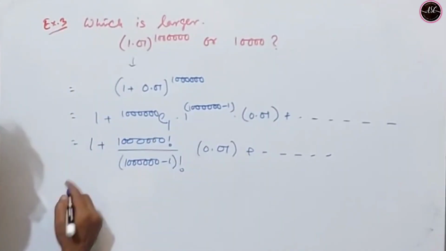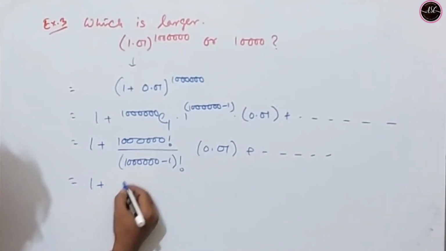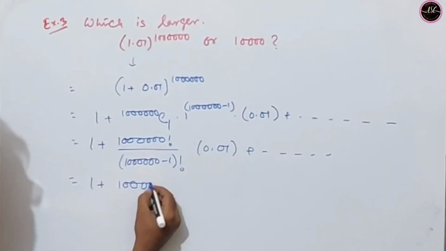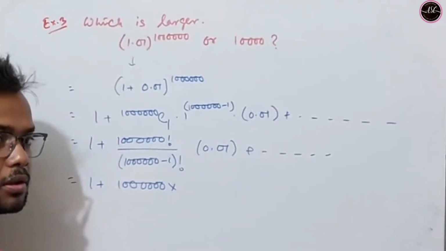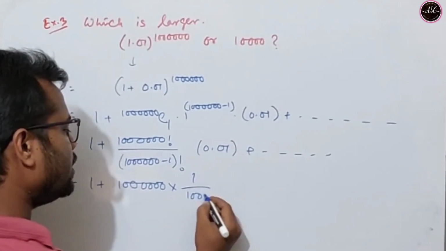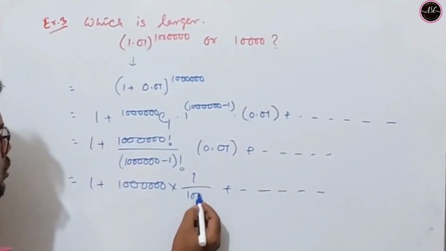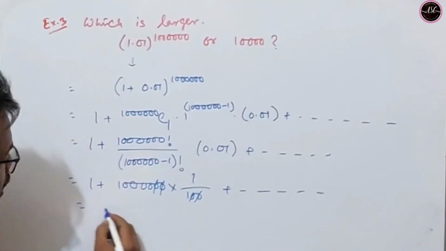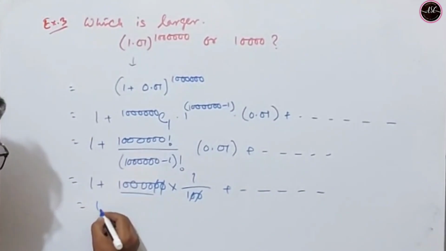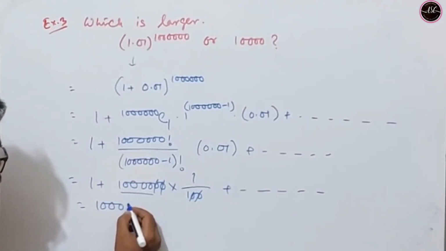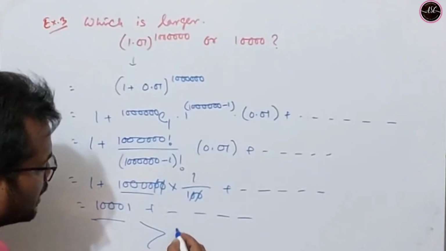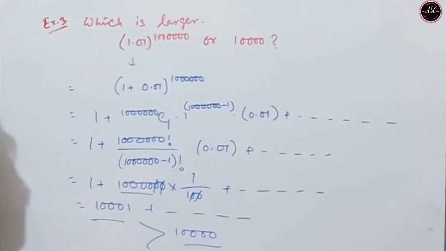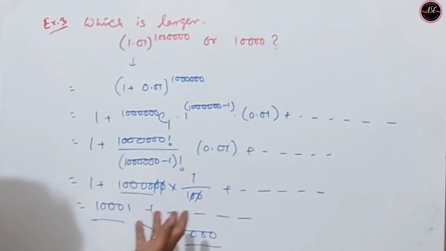Okay, just here this will be the 10 lakh. Okay, here 0.01 equal to 1 divided by 100. So this will be cancelled out. So here 10,001, okay, so plus dot dot dot dot. So this is obviously greater than 10,000. Okay, clear? This type of example problems are solved in this way.